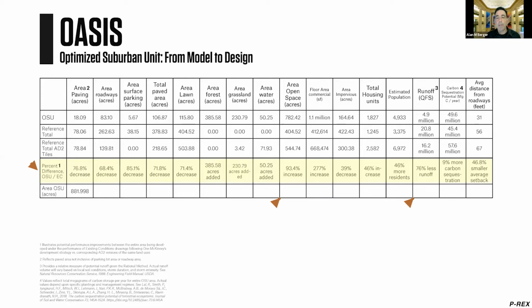You can see the metrics. For example, the open space in this model we ran, open space increases by 93%, runoff is decreased by 76%, and you can still increase the development. In this model, we were able to increase the environmental benefits, but also we were able to add 277% more commercial square footage in this particular model. So, that's why this is really a valuable tool as well.